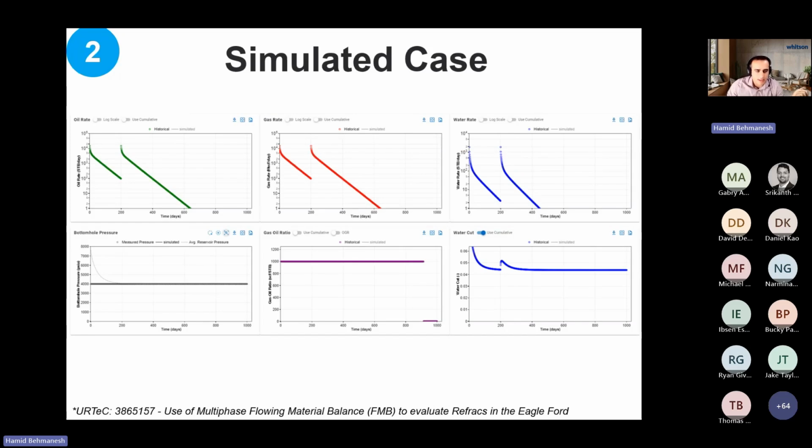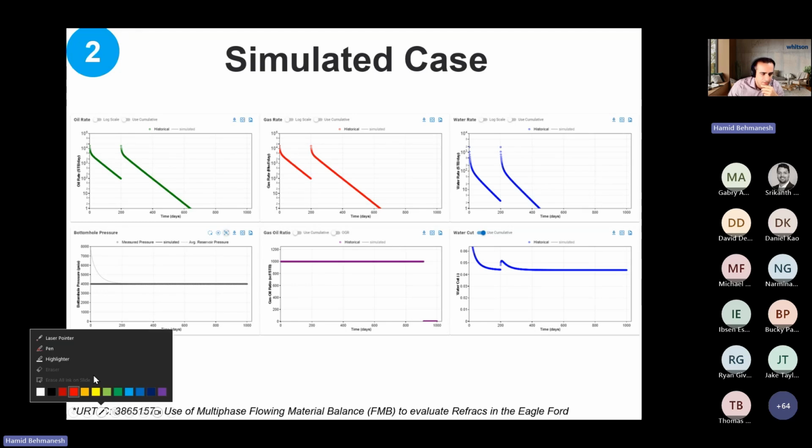This is the simulated case. We simulated one example where we did the refrac, so the rate bumps up quite significantly after some period of time.